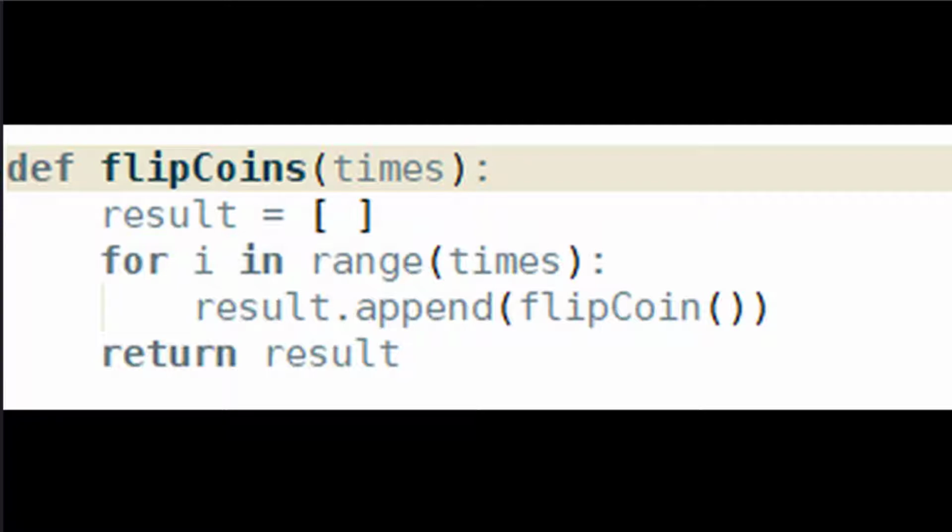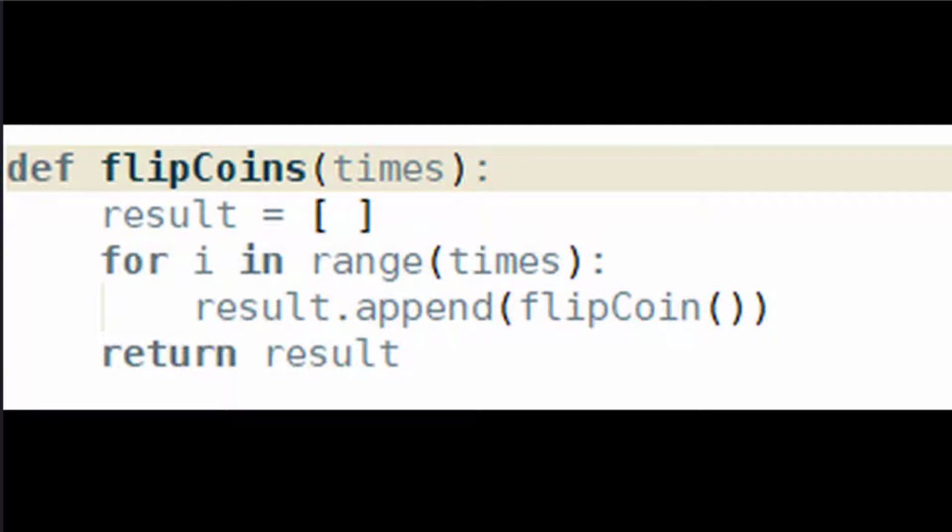The function we define in this case is called flipCoins, with an s, and within its parentheses is a variable called times. In this case, that means when we call the flipCoins function later on, we'll need to put a number in its parentheses to tell the program how many coin flips are in one sample. This function creates a new list called result, which is empty at first.